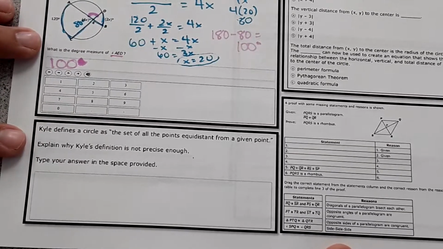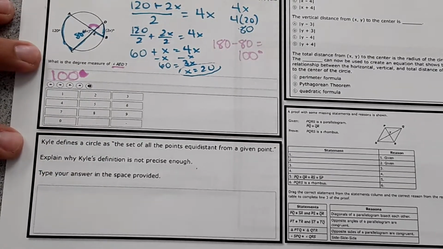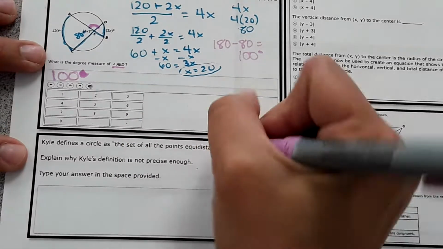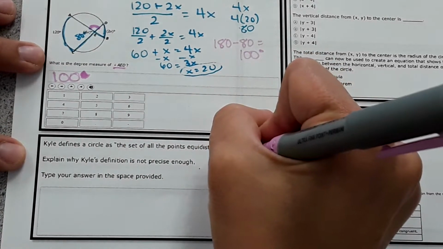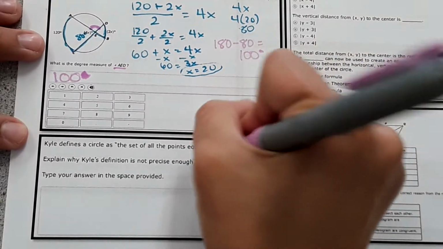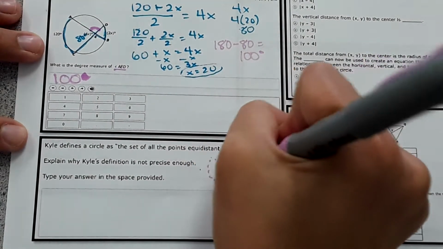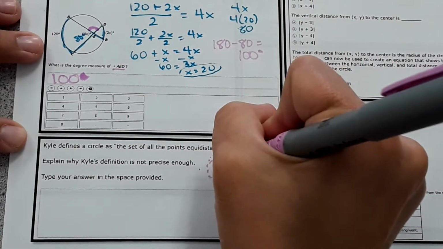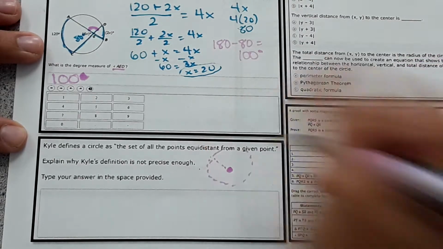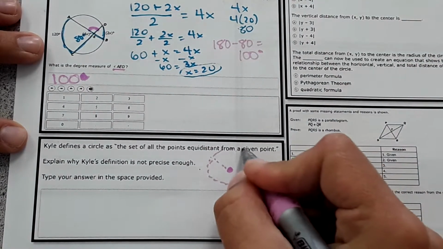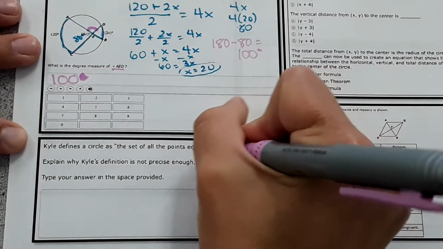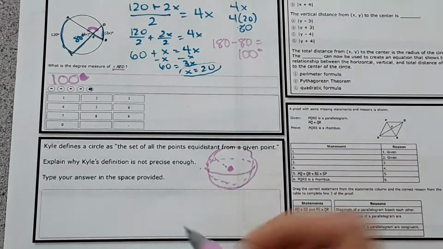Next one, it says Kyle defines a circle as a set of all points equidistant from a given point. Explain why Kyle's definition is not precise enough. Well, when you have a middle point and all the points equidistant from that point, what he doesn't specify is that it's in a 2D plane. So all the points equidistant from that point would actually make a sphere instead of a circle.